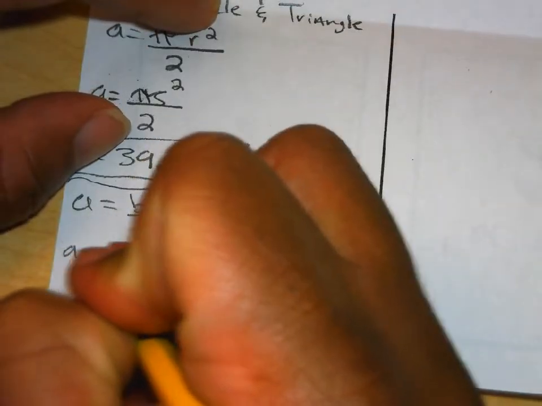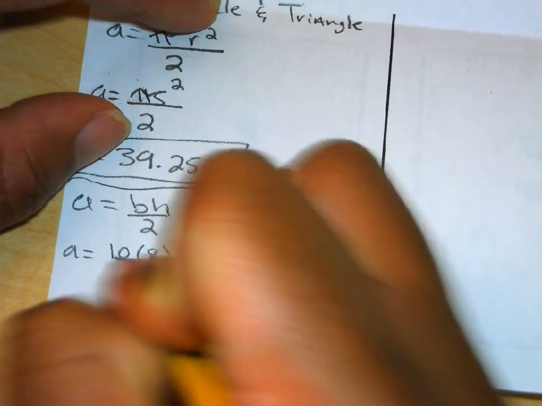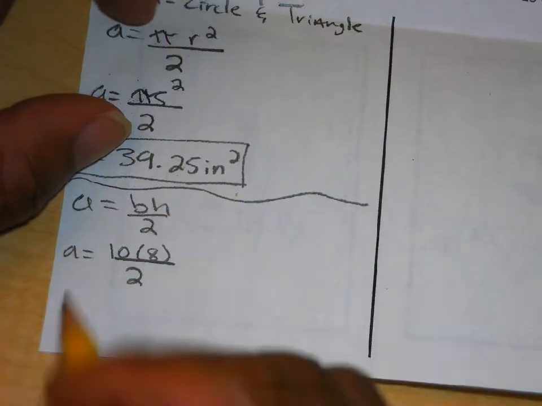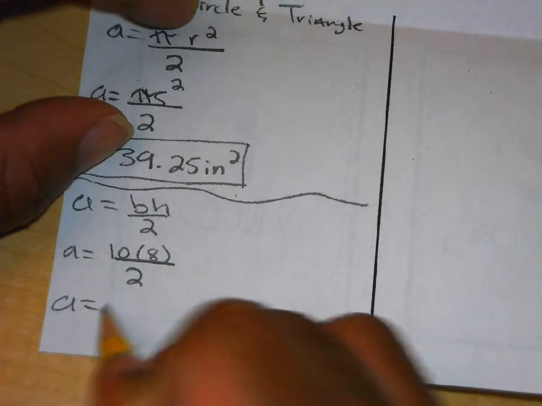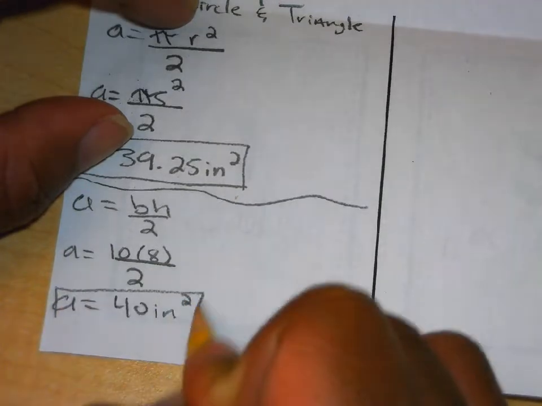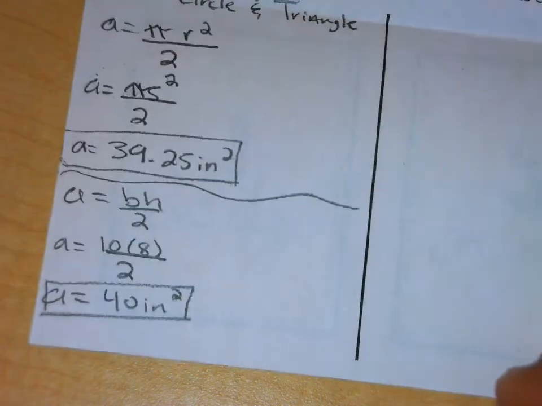So area equals, what's the height? 10 times 8 divided by 2. 10 times 8 is what? 80. 80 divided by 2 is... So area equals 40 inches squared. And then we get that. Now, are we done?